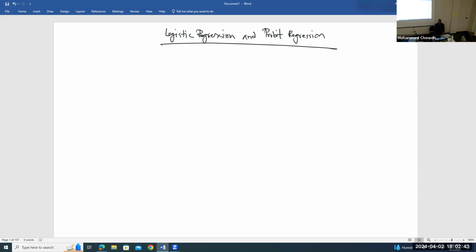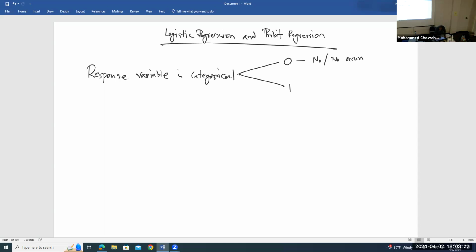Logistic regression is a very important regression. It will be used when your response variable is categorical. When the response variable is categorical, that means it has two levels, 0 and 1. 0 means no, that means no occurrence, and 1 means yes, that means occurrence.